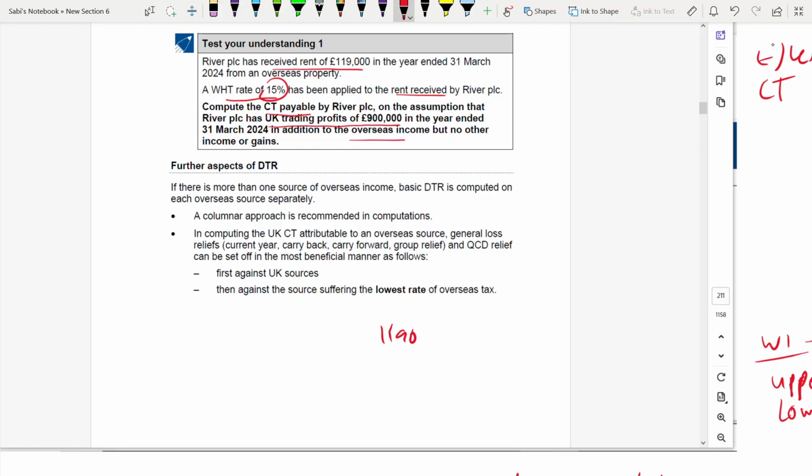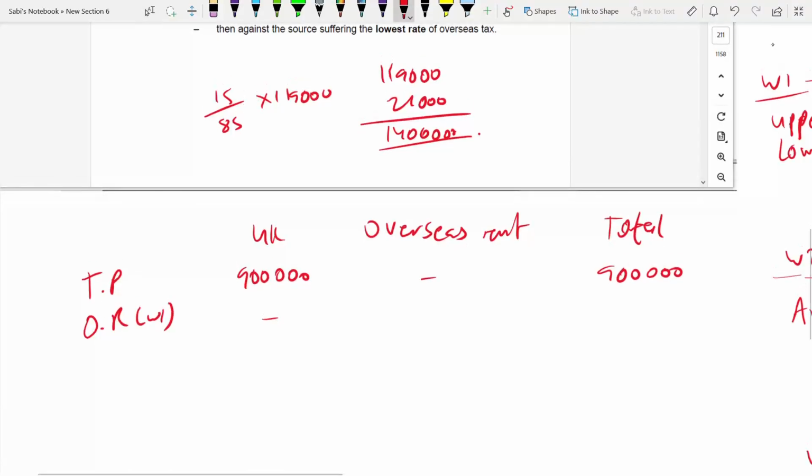So 119,000, 15 divided by 85. You have deducted 15% from 100, so 15 over 85 into 119,000, which is 21,000. You add, and it is 140,000. So the gross amount is 140,000. Total 140,000.